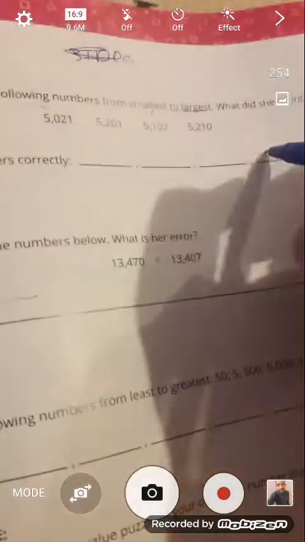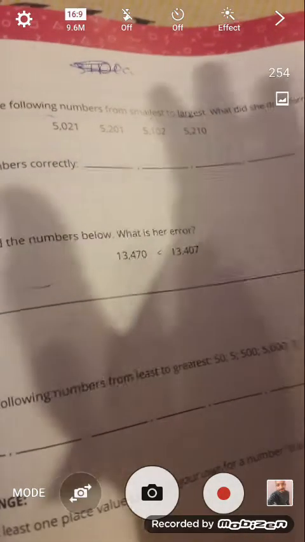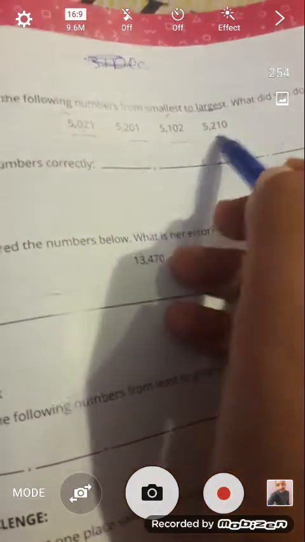Let's see puzzle number 5. Radwa ordered the following numbers from the smallest to the greatest. What did she do incorrectly? Let's see. We have these numbers and we want to order them in ascending order, or from the smallest to the greatest. First, let's make sure that all of these numbers have the same number of digits. 4 digits, 4 digits, 4. Okay. All these numbers have 4 digits.